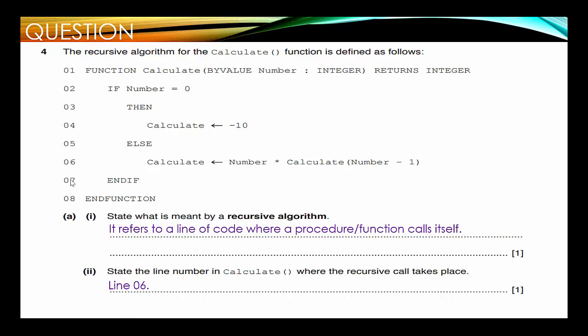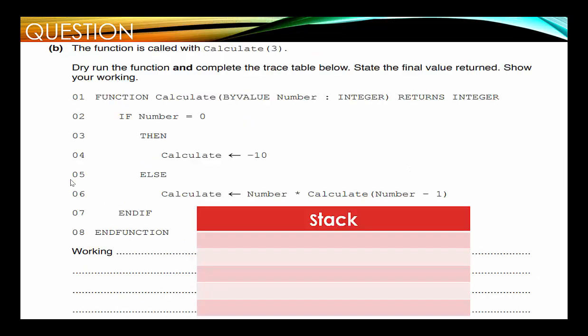Now the question goes on to see if we can actually trace this out. So here we have a stack. We need to understand how recursion works so we can answer this question and know how it comes out to a final value. It says the function is called with calculate(3). Dry run the function, complete the trace table below. We'll do that in a minute. State the final value returned, show your working. So we have a stack. Now the current call always goes onto the stack when the function calls itself. What does that mean? Well, let's take a look.